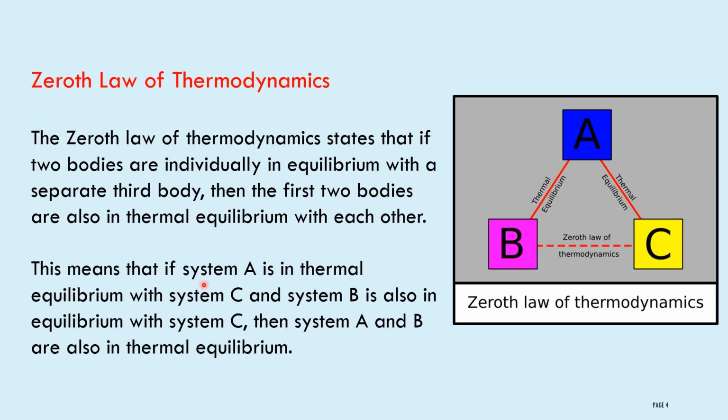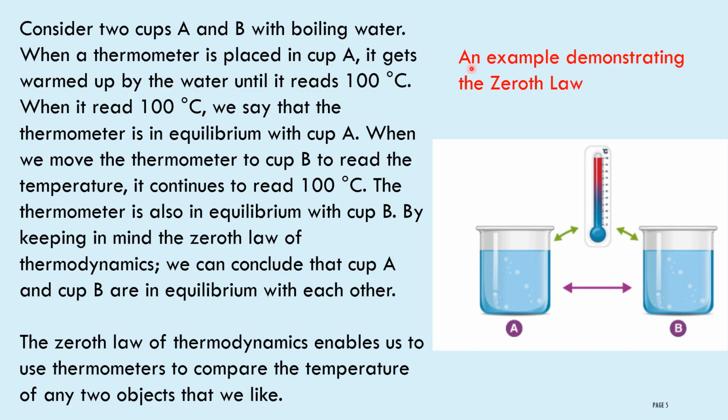This means that if system A is in thermal equilibrium with system C, and system B is also in thermal equilibrium with system C, then these two systems A and B are also in thermal equilibrium. This is nothing but the zeroth law of thermodynamics. Consider an example to demonstrate the zeroth law of thermodynamics.